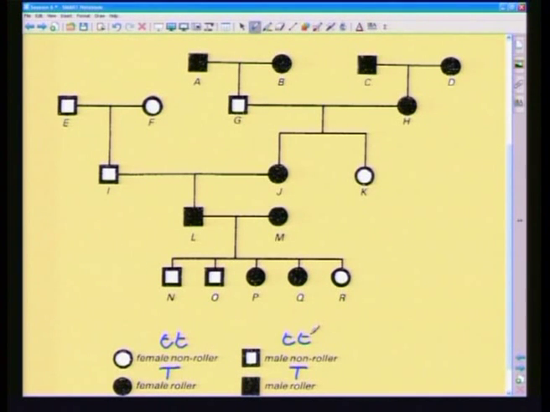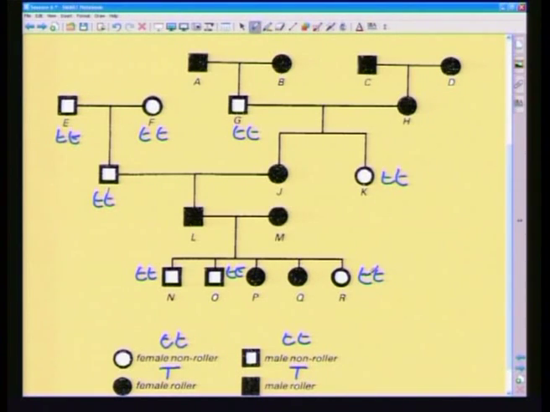So let's look at it. For a parent who is a non-roller, so let's go to all our shaded ones. These are all little t, little t, little t, little t. Just bear with me while I fill these in, and you'll see why I'm doing this now, because it makes it so much easier. All right, so all of these are little t's.